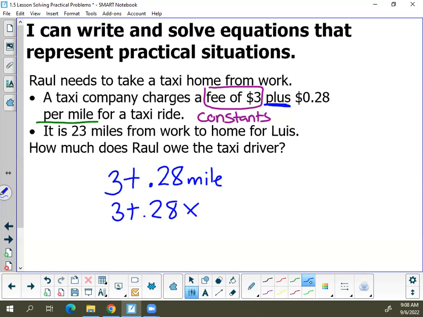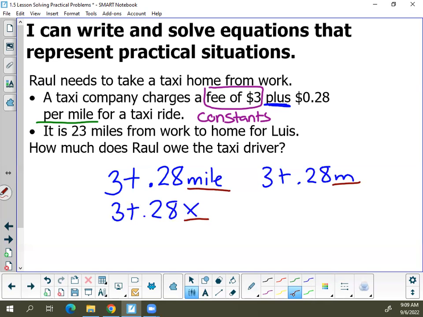It's okay, whichever way you want to use it. You could use the letter M. That might be better. All of these are totally acceptable, whatever works best for you. And then that's going to be equal to the cost. And then it says that he goes 23 miles from work to home. So whichever way you set this up, whether you use the word mile or X or M because that means miles and that's shorter, 23 miles is something that we would plug in there.